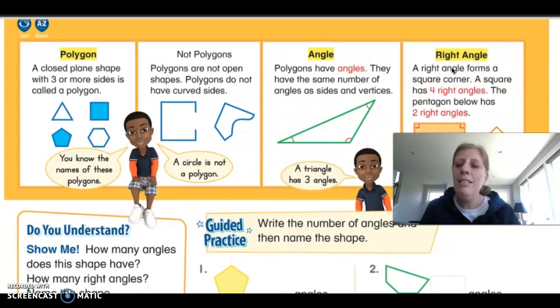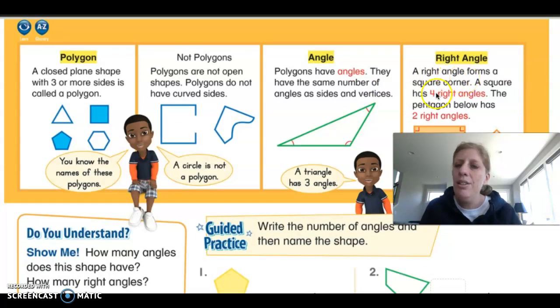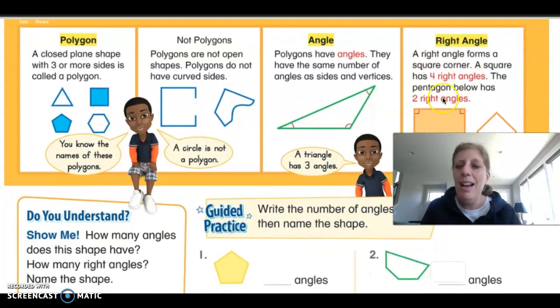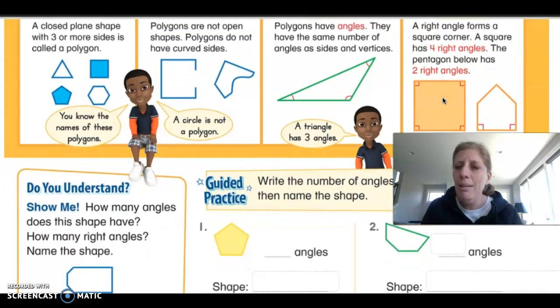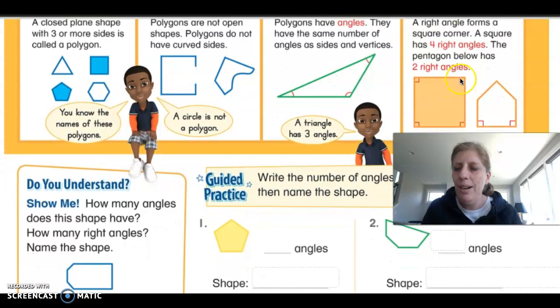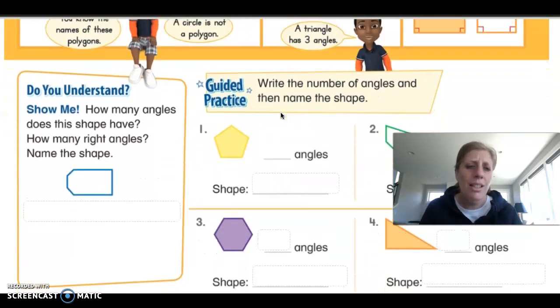A right angle forms a square corner. A square has 4 right angles. The pentagon below has 2 right angles. So square corners, think about it like if I put a Post-it note in that corner, the angle would be that size. Those are right angles. So the square, you see it has 4, and this pentagon has 2 right angles. And then this angle up here is probably smaller than a right angle, and these are bigger than a right angle. Do you understand?